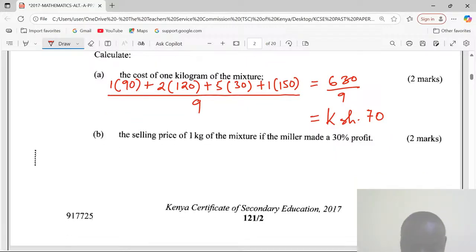Yeah, 70 Kenya shillings. So I hope we are together up to that point. I've just interpreted the ratios. It is my hope that you guys are following keenly. It's also my hope that you guys are able to share the link with your friends.